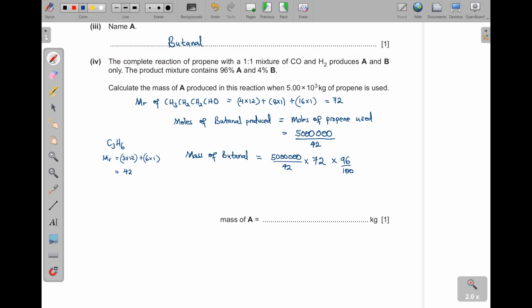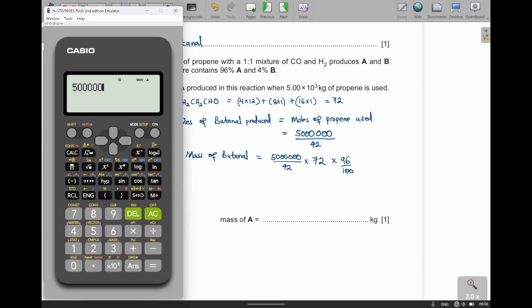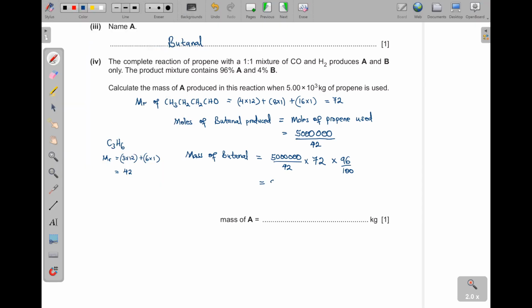So altogether, what do we get? 5 million, then we divide by 42, then times 72, then times 96 out of 100. So this one gives us 8228571.429. Now these are grams, but here we are seeing kilograms.